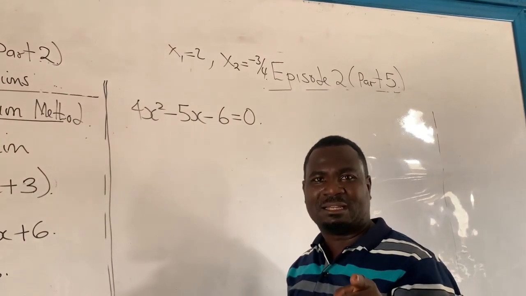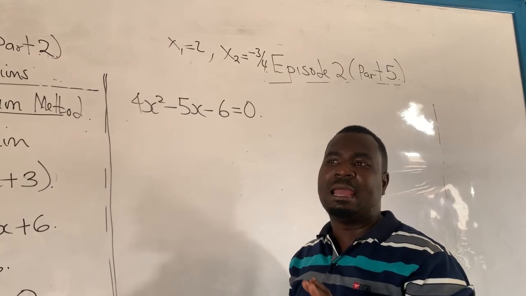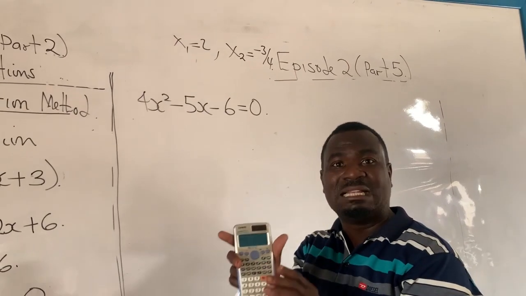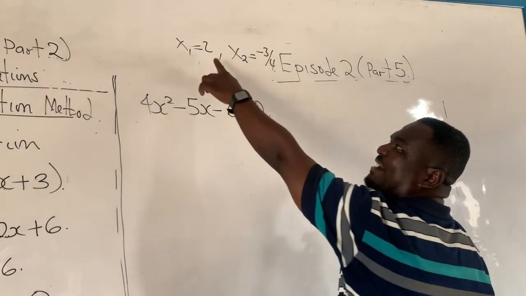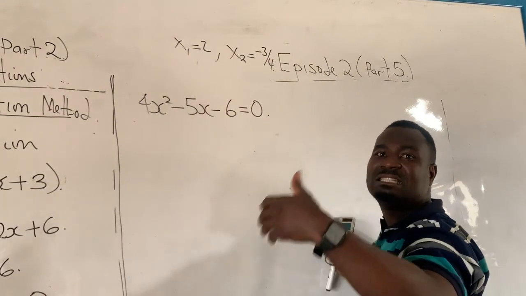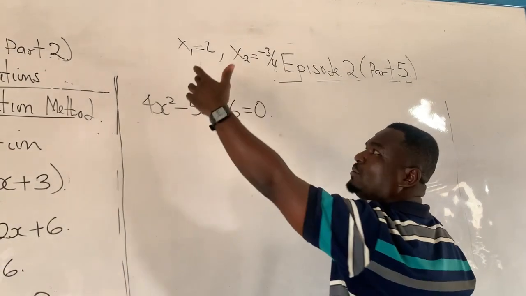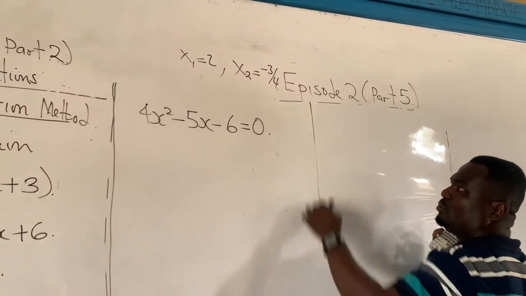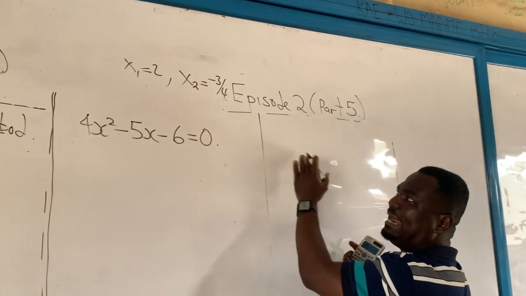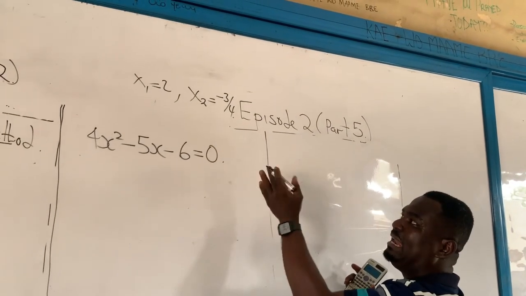I'm showing you the trick. This is how I solve quadratic equations when using a calculator. So what I do is, after putting down my critical values, which you people call the roots of the quadratic, which are 2 and negative 3 over 4, you do this at the back or behind where the imaginary line is.